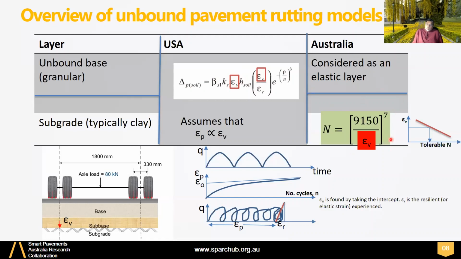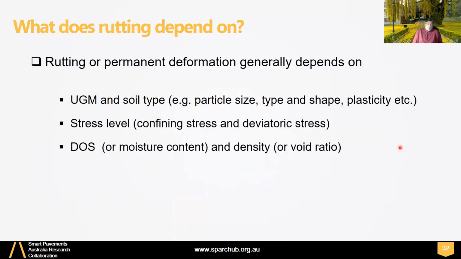Austroads approach, as I mentioned earlier, is the empirical design guide directly correlated to a fatigue kind of formula with the vertical strain experienced by the subgrade. But it doesn't have a calculation separately for rutting in unbound material and the subgrade. So rutting permanent deformation depends on all these factors. I think I mentioned that before, so I'll keep on going.